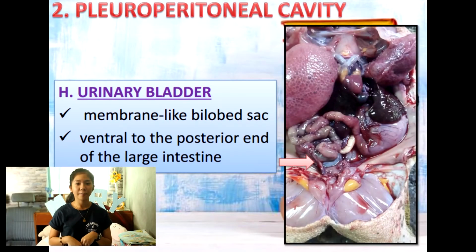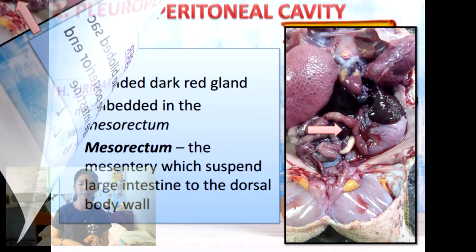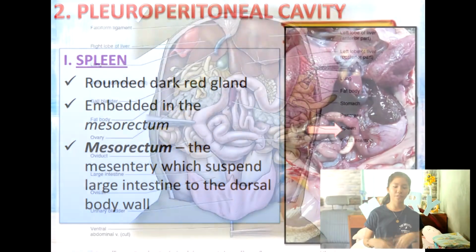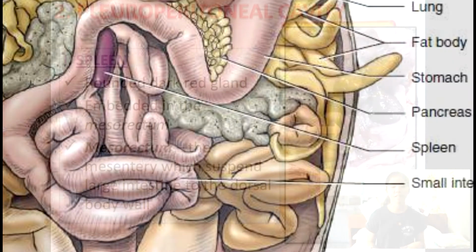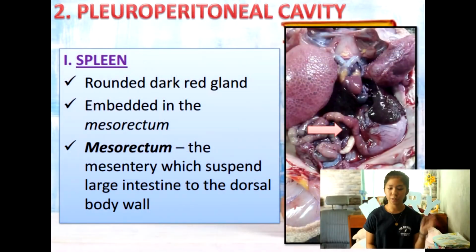Next, the urinary bladder. So, it is a membrane-like sac, and it is ventral to the posterior end of the large intestine. Okay, next is the spleen. So it is a rounded dark red gland, and it is embedded in the mesorectum. So the mesorectum is the mesentery which suspends large intestine to the dorsal body wall.